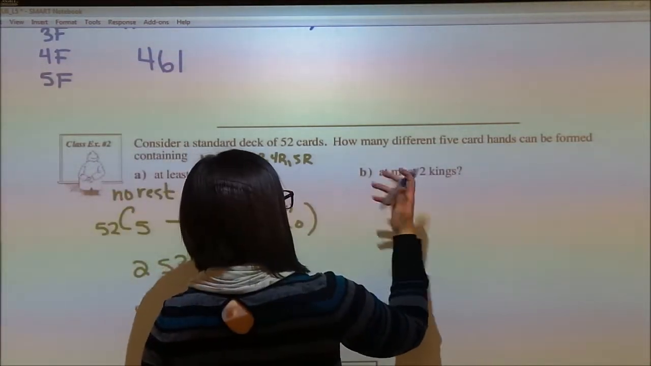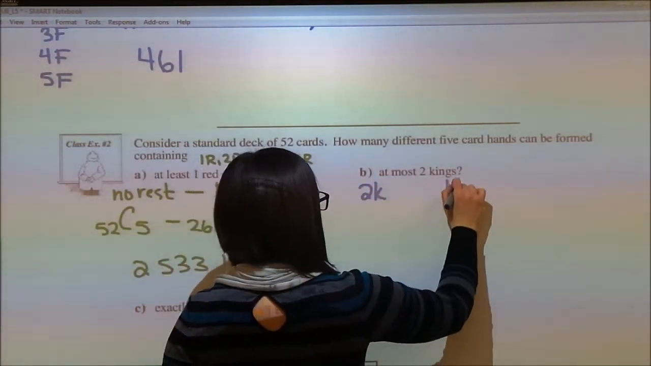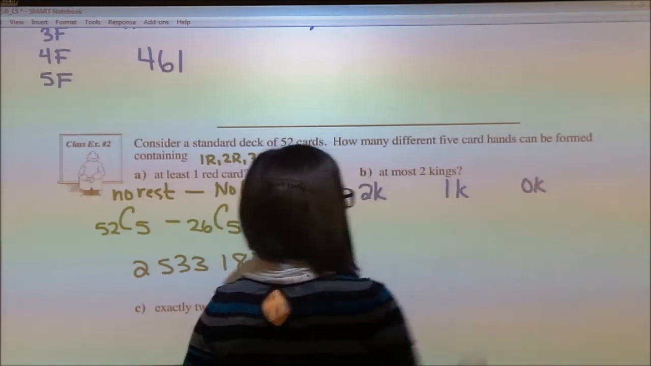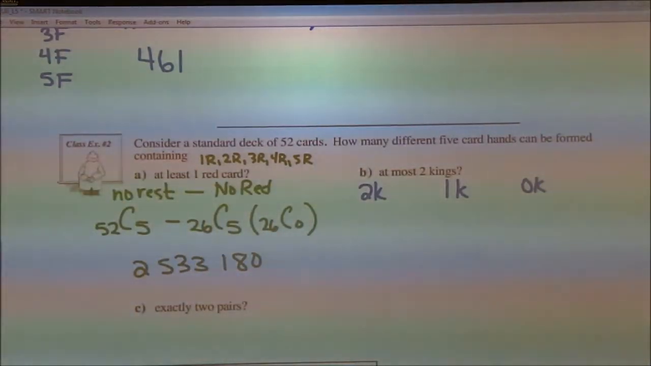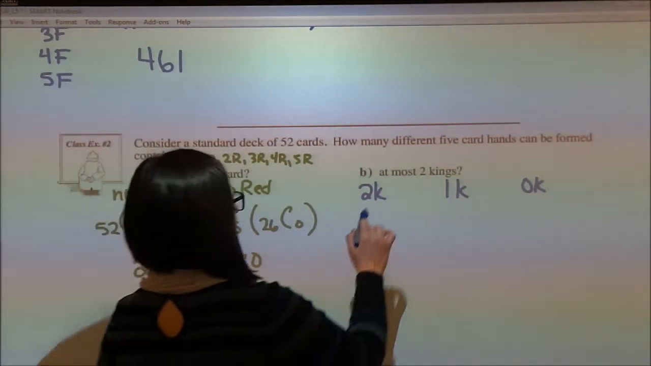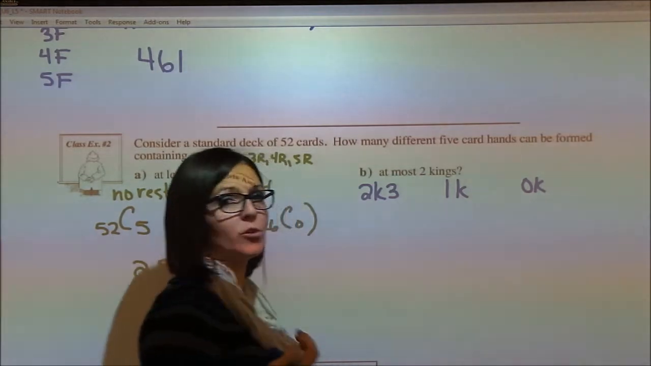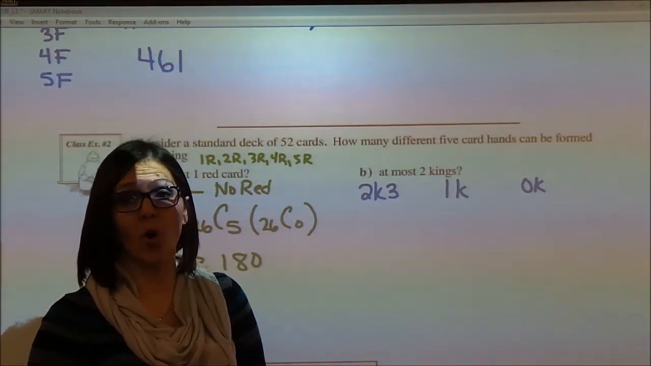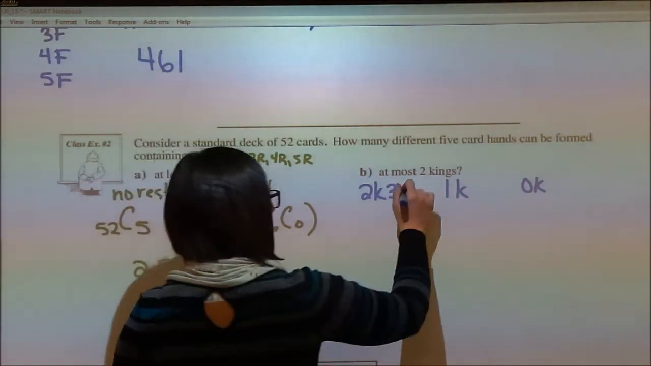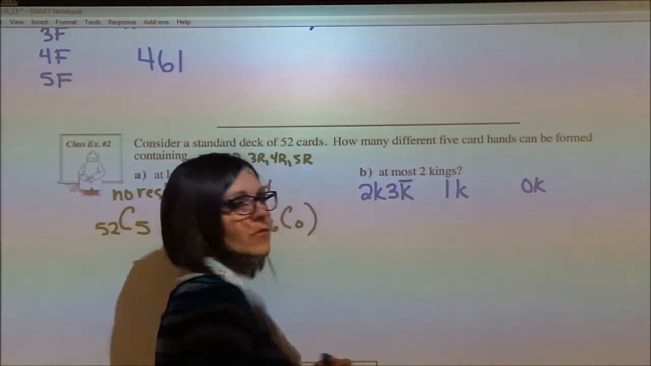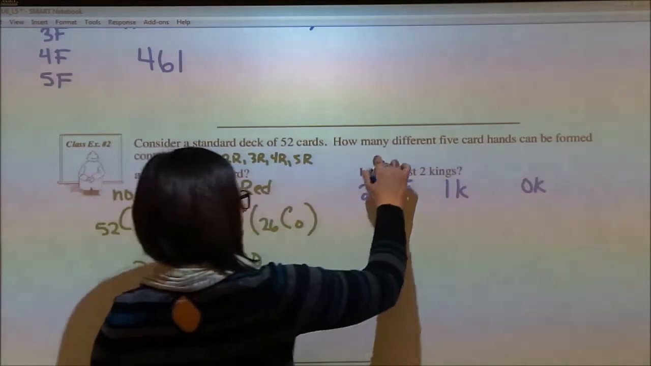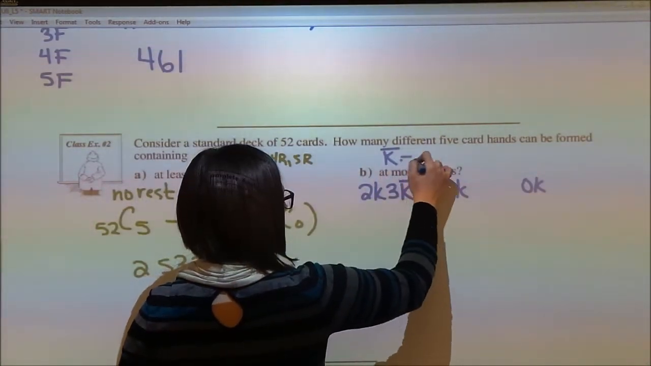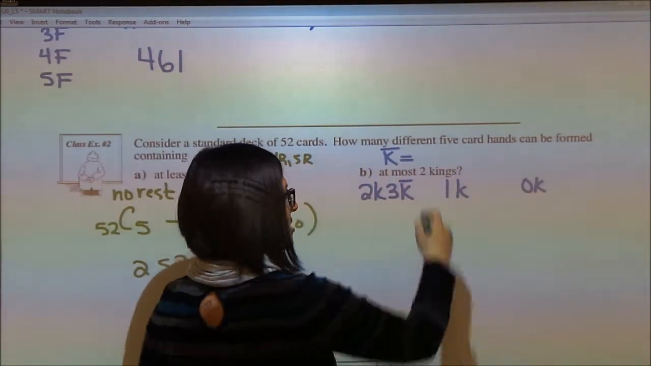So 2, 1, and 0. So if I have 2 kings, what else do I have in my hand? 3 other cards. So to abbreviate the other cards, I can do one of 2 things. I could put an O for other, or I could put a K with a line over top. And the K with the line over top is the complement to the king, which is a no king.